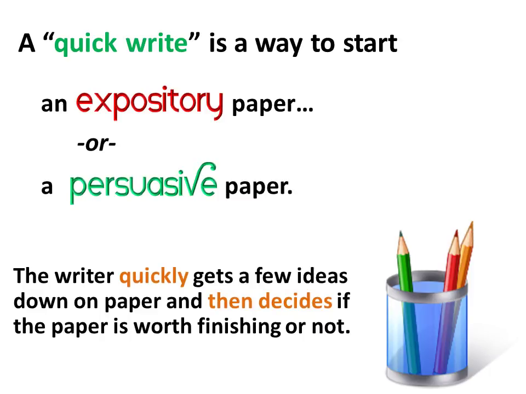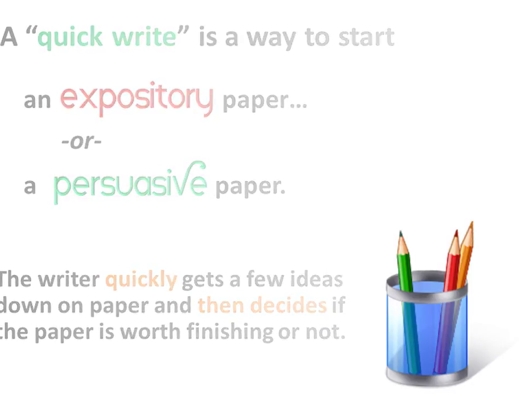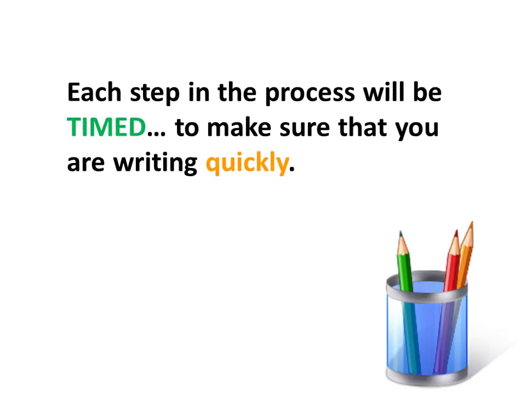The writer will quickly get down a few ideas on paper and then will decide if that paper is worth finishing or not. In other words, the writer has to get down some ideas and then decide, are my ideas strong enough to turn into an actual paper? Because testing situations are timed, each step in the Quickwrite process will also be timed. This is just to make sure that you're writing quickly and that you're teaching yourself how to think quickly in order to respond to a prompt.